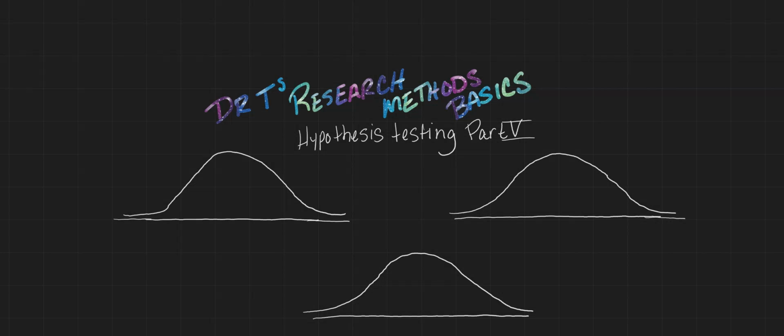Dr. T's Research Methods Basics, Hypothesis Testing Part 5. We are going to go over some definitions and a few examples regarding determining what type of test you're doing, regarding where that p-value should sit under a normal curve.